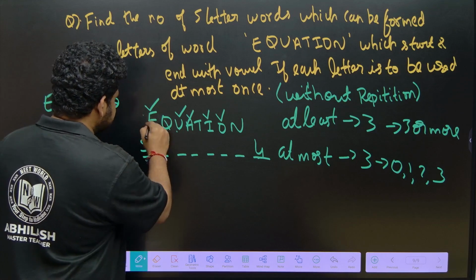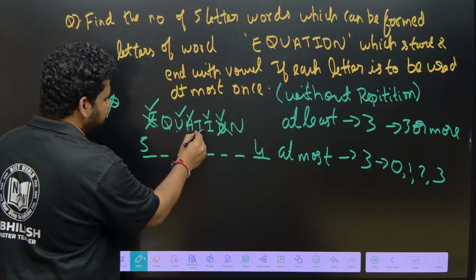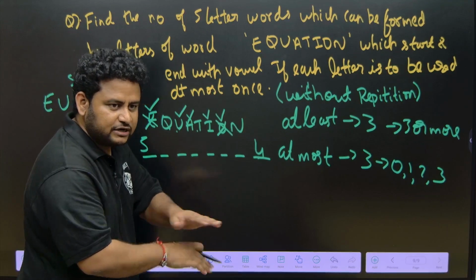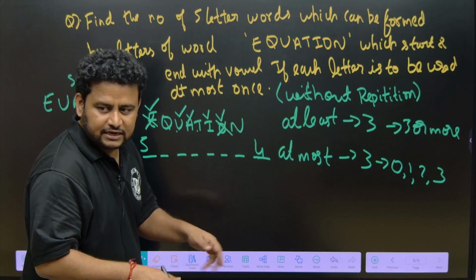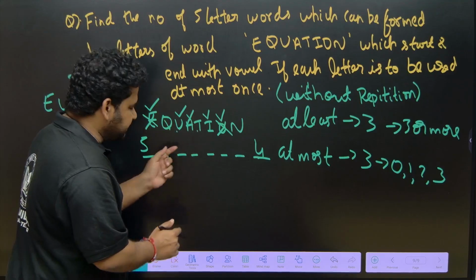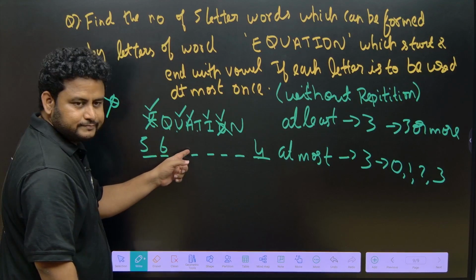Okay. Suppose I say E is fixed and suppose I say O is fixed. Remaining how many are there? 1, 2, 3, 4, 5. They are telling that the word should start and end with a vowel. They are not telling that there should be no vowel in the middle. Okay. There can be vowels. So here how many letters are there? 6. Out of 6, anyone can come. I should write 6 here.